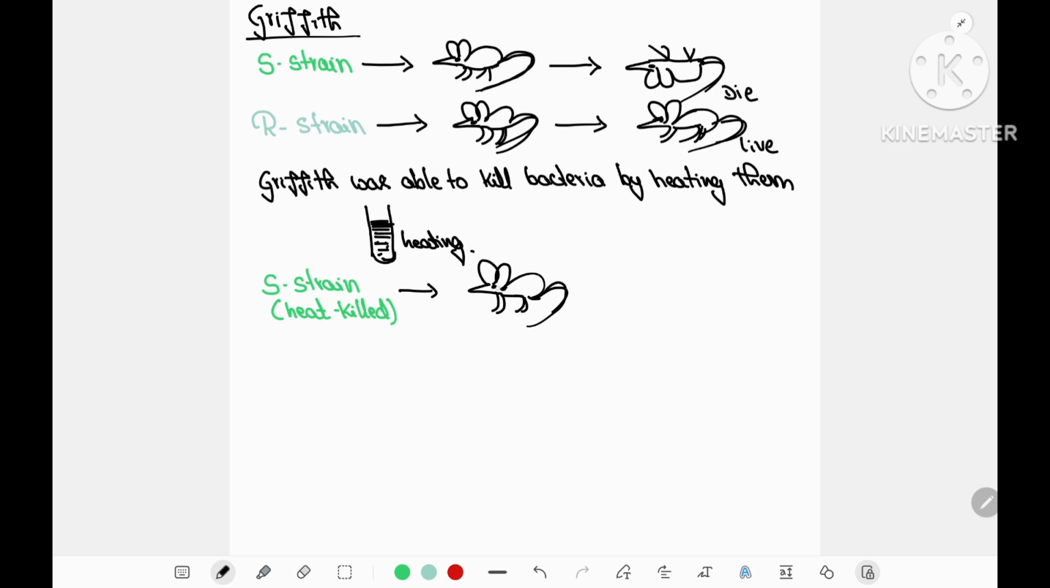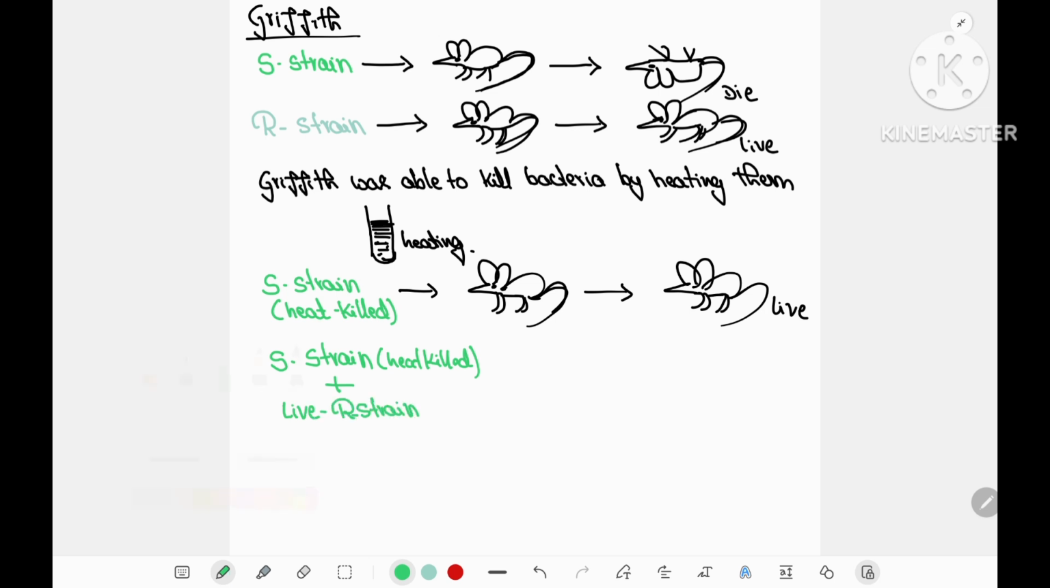So what observation could you have now? Obviously the mice was alive. What happened here? While heat killing, the polysaccharide capsule was destroyed. So if there is no polysaccharide capsule, there is no death of the mice. Later, in another set of experiments, he mixed heat killed S strain of bacteria with live R strain of bacteria. So now these two are in a mixture. They are not separately injected. They are injected into mice as a mixture.